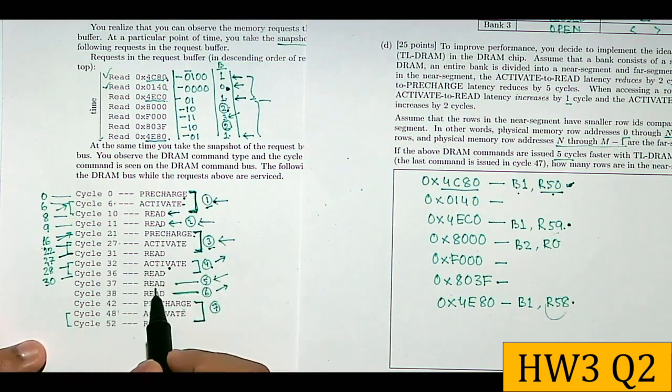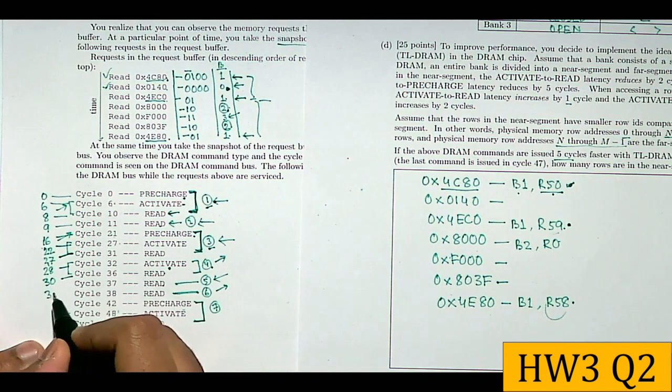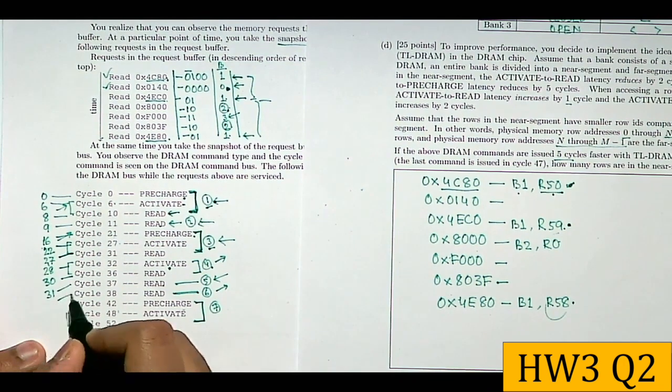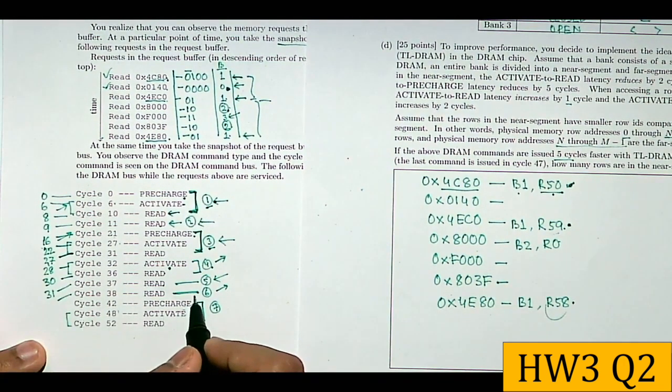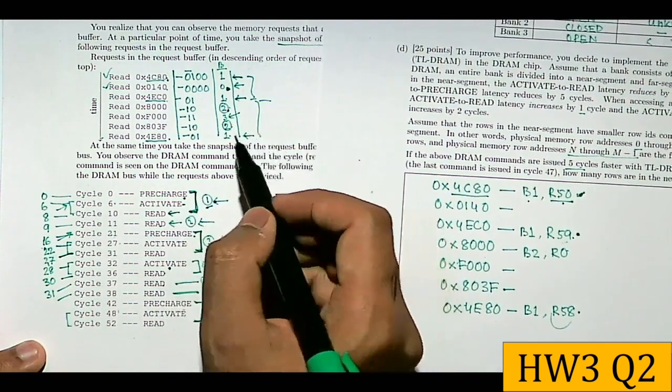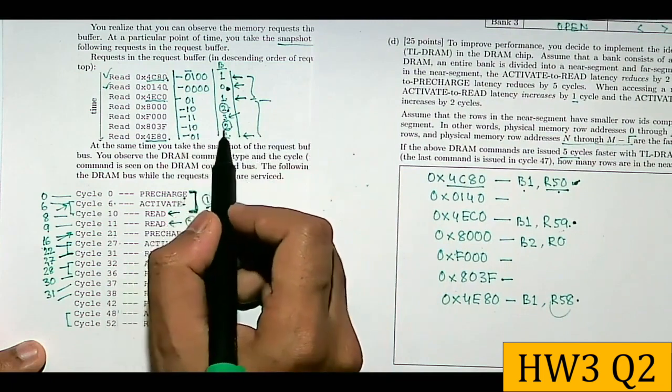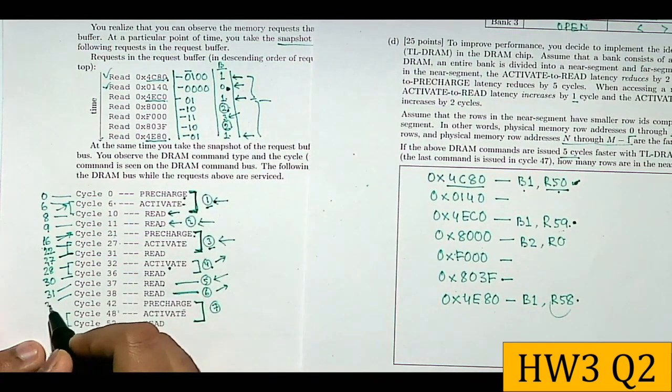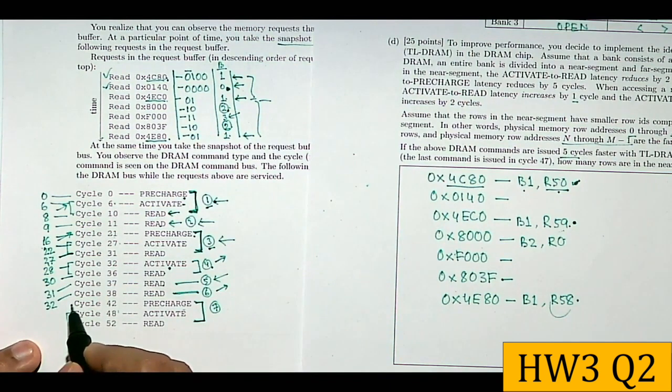Okay, now let's see. This read is completely independent, so this can go at 31. And let's see, this is another read which is also happening on the same 6 mins. Access number 6 means this is the second 2. So this is happening at 32. Now let's see, this is a pre-charge.